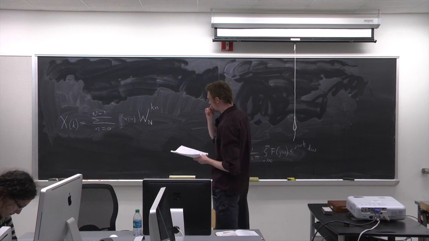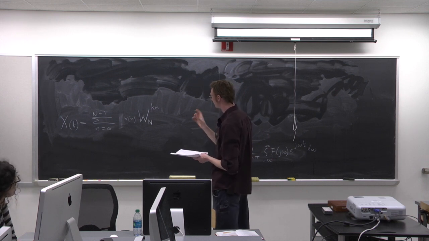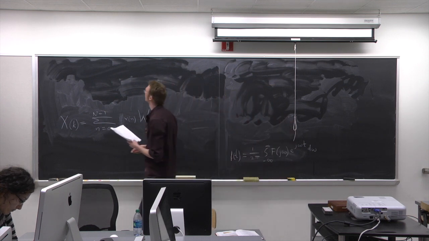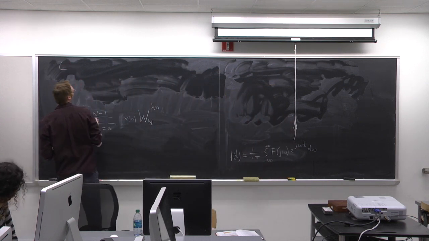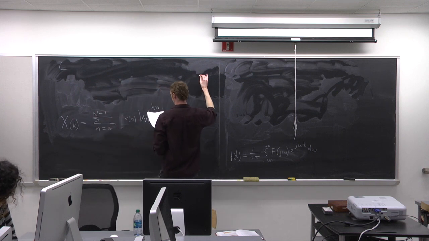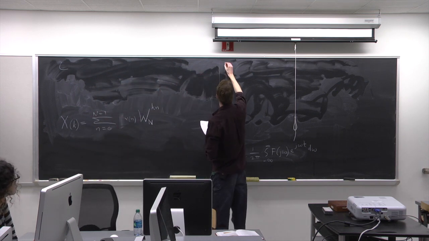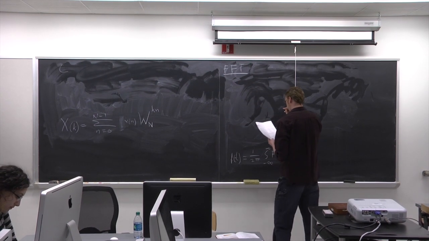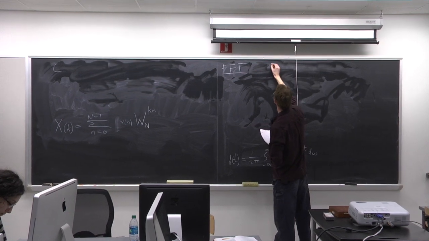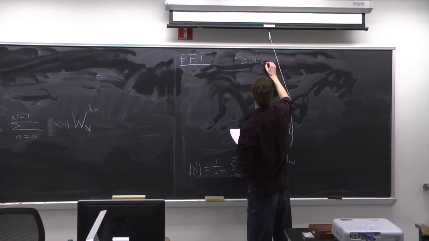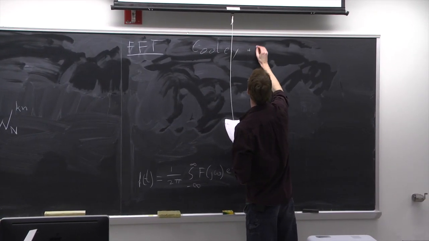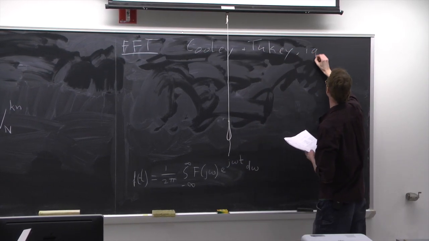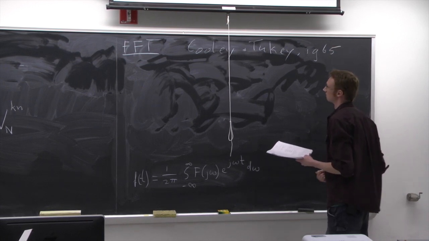Instead of doing that, you can actually split the sums. And that's what I'll be talking about. It's called FFT, for fast Fourier transform. And this was devised by Cooley and Tukey in 65, sorry.